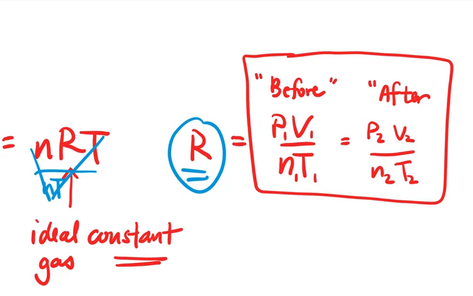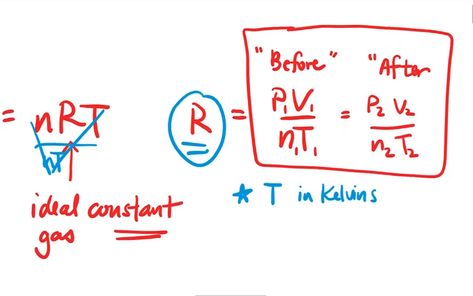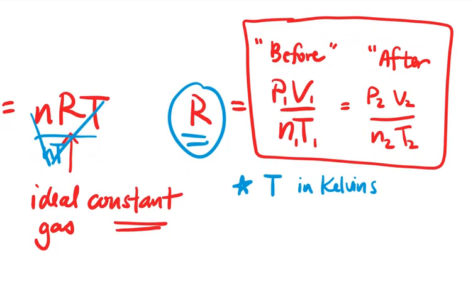The only things to keep in mind here with this is that temperature must be in Kelvin degrees, or kelvins, all the time. No exceptions for us to use this equation. The other thing to keep in mind is that volumes can be in whatever units you want, as long as V1 and V2 are in the same units. Let's say that's milliliters or cubic feet or liters or cubic inches or whatever the unit might be.